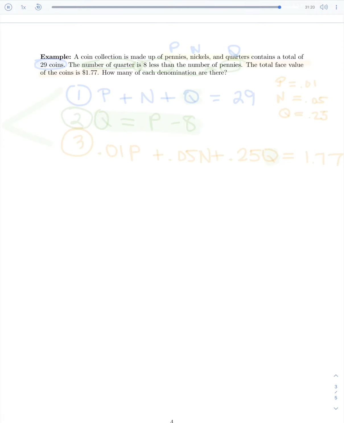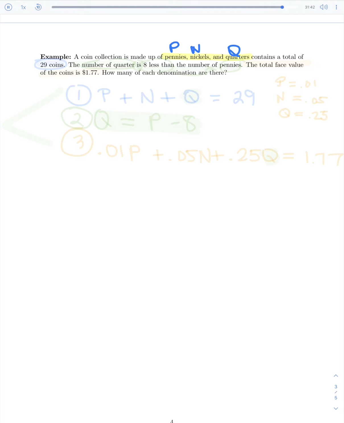Let's take a look at one more word problem and make sure that we can set up the three equations for this one. On this next one, we've got a coin collection that's made up of pennies, nickels, and quarters. So it would make sense for us, if we're going to use variables, to use P, N, and Q for pennies, nickels, and quarters.